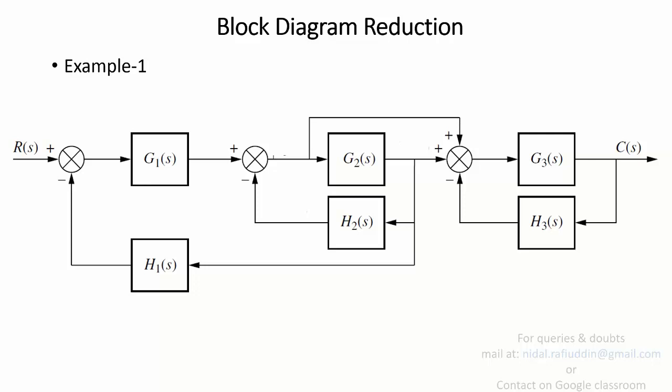So here we have a block representation of the system, and we want to reduce this representation and have the final representation in a single block. So using the rules that we studied yesterday, we'll try to reduce it to a final representation in the form of a single block. Now where to start from is not really important. It all depends upon you.